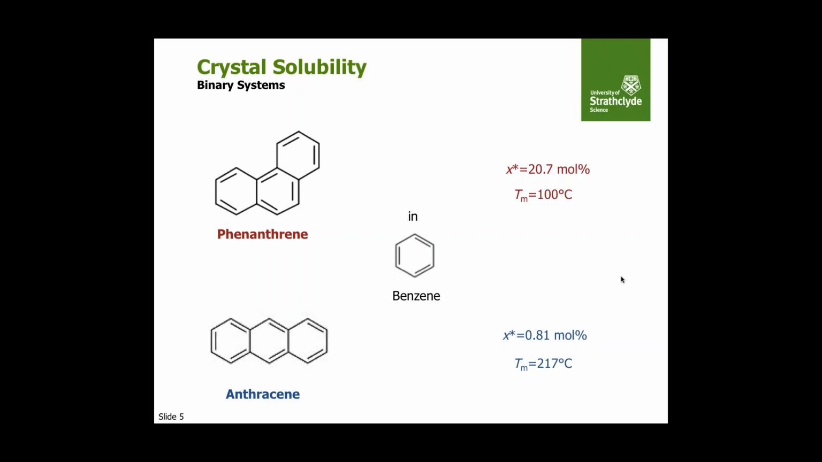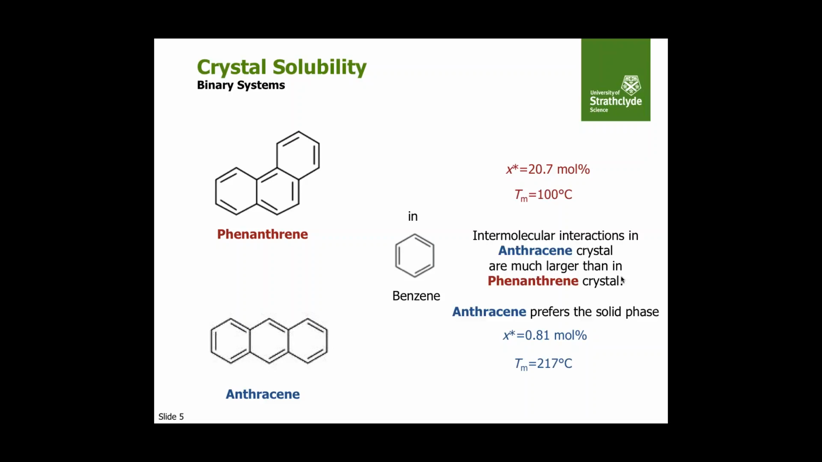We can have a look at the melting temperature of these compounds, and we see that phenanthrene has a relatively low melting temperature, while anthracene has a very high melting temperature of 217 degrees Celsius. That indicates that the intermolecular interactions in anthracene are much larger than in the phenanthrene crystal. So it actually says that anthracene prefers the solid phase over the solution phase. And that's why the solubility of anthracene is much lower than phenanthrene.